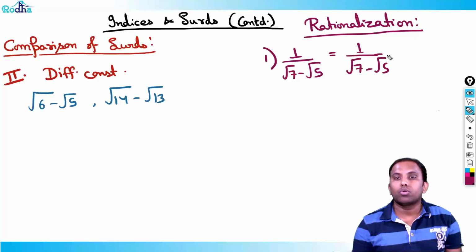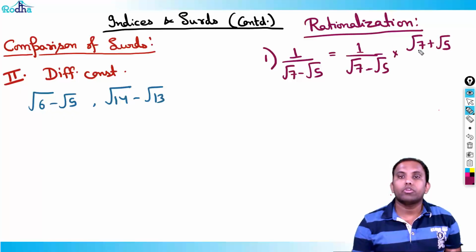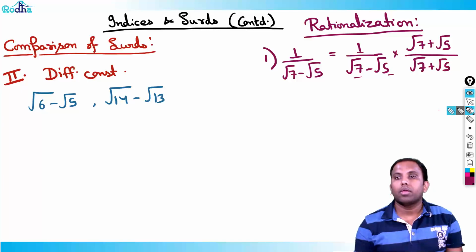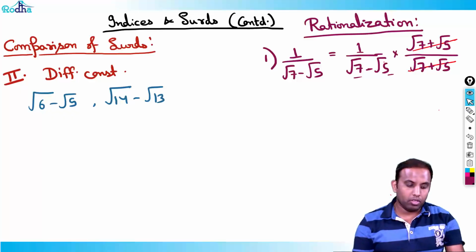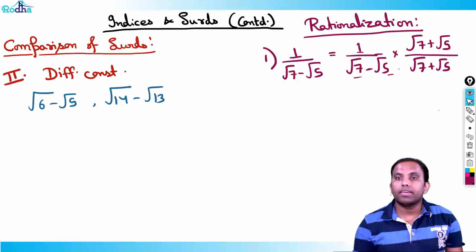So conjugate of root 7 minus root 5 is root 7 plus root 5. Just numbers are same, just minus to plus or plus to minus. So if it is minus sign, its conjugate is plus sign. If it is plus sign, its conjugate is minus sign. And here also dividing by root 7 plus root 5. Because it won't make any difference, because I multiply and divide by the same number, both get cancelled. So no issue.